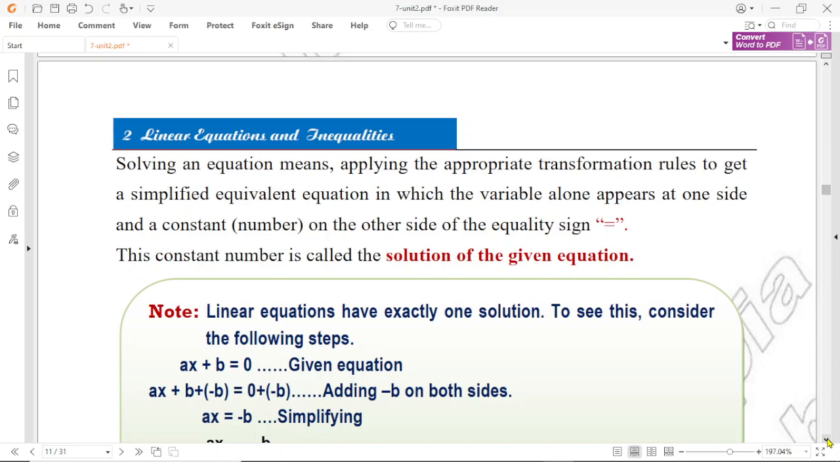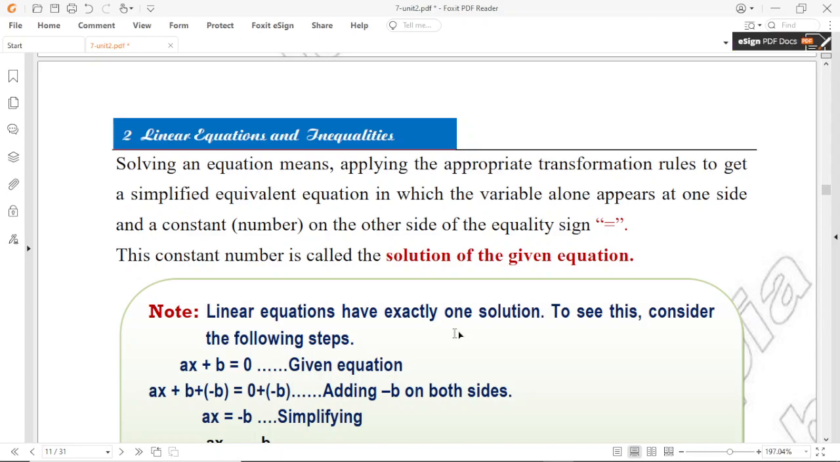Simplify until it comes out. So the idea of the sentence is like that. This constant number is called the solution of the given equation. So if on one side there is a variable and on the other side there is a number, this is the solution of a given equation. For example, if x is equal to 10 comes out, 10 is the solution of the given equation. Okay, note: linear equations have exactly one solution. A linear equation has exactly one solution, one result.